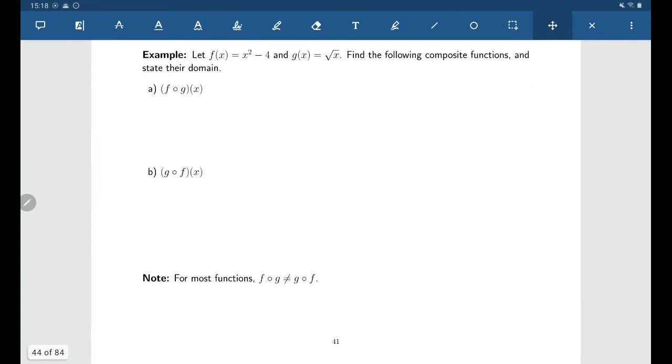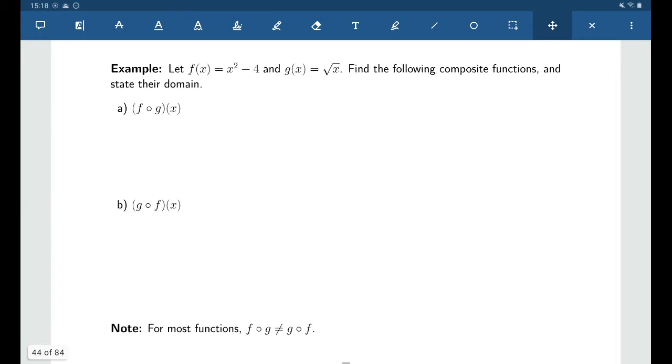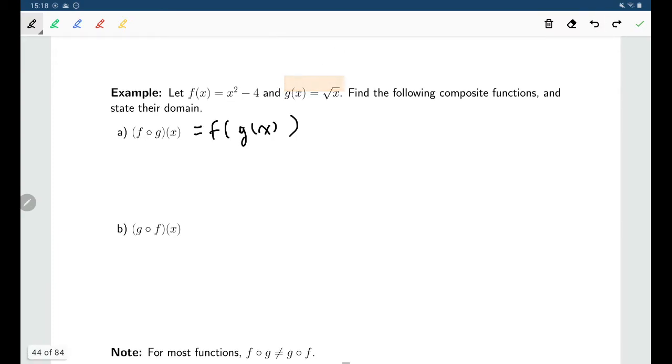All right, so now here we're going to find some compositions of two functions, and we're also going to think about their domain. So starting with the first one, f composed with g. So this would be f of g of x. And here we're dealing with things symbolically rather than numerically. We're not actually going to be putting in a value for x. That means that g of x is just the same thing as square root of x. So this would be f of square root of x.